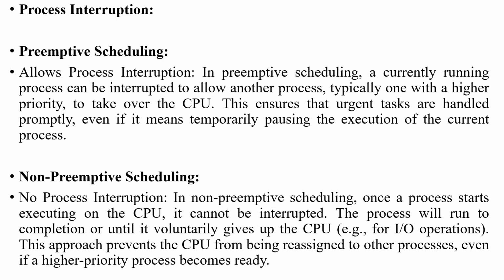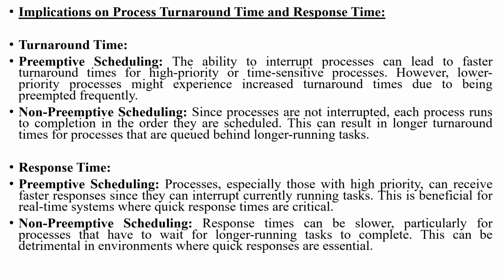Whereas in non-preemptive scheduling, once a process starts executing on the CPU, it cannot be interrupted. The process will run to completion or until it voluntarily gives up the CPU, for example for input-output operations. This approach prevents the CPU from being reassigned to other processes, even if a higher priority process becomes ready.